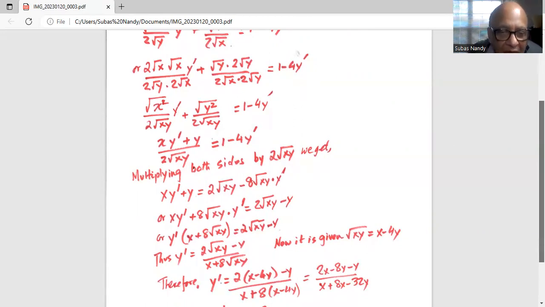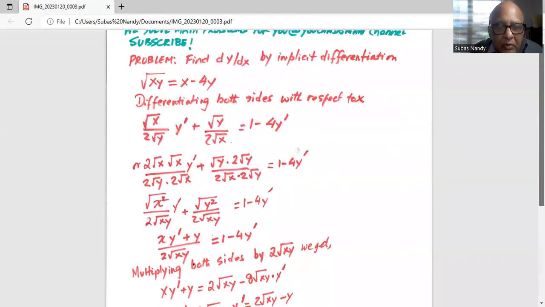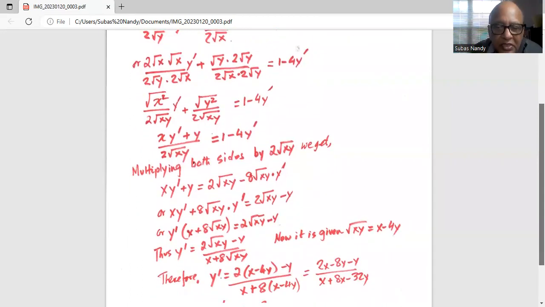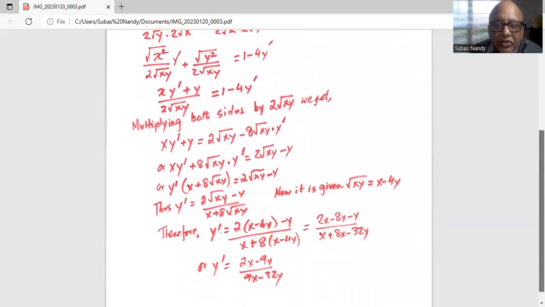Hence, if we divide by x plus 8 square root of xy on both sides, we get y prime is equal to 2 square root of xy minus y divided by x plus 8 square root of xy. Now, in the original problem, remember square root of xy is given as x minus 4y. So we will substitute that value for square root of xy in the numerator and in the denominator. Hence, y prime is equal to 2 times, I write x minus 4y, minus y, divided by x plus 8 times, for square root of xy, I write x minus 4y.